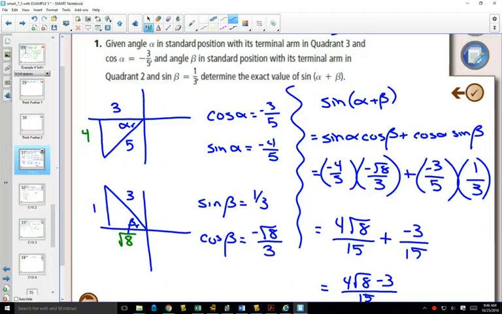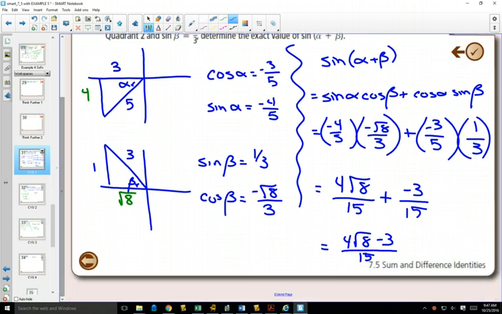None of those are like radicals, so we can't put them together. So our final answer would be 4√8 - 3 all over 15. So for these double triangle questions, they're non-calculator. You draw both of your triangles to figure out what cos alpha and sine alpha are, and then you plug them into the formula. Yes?